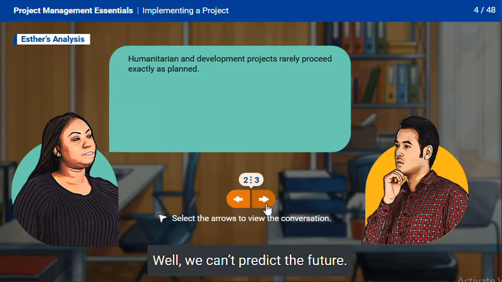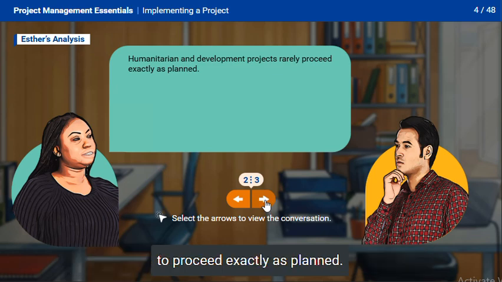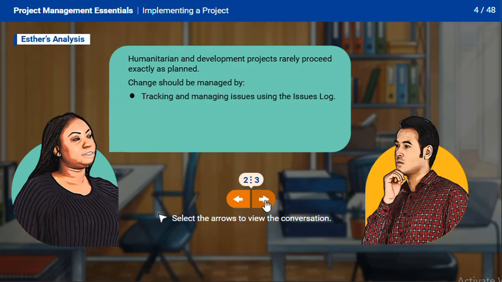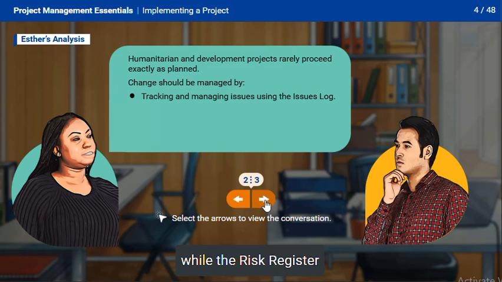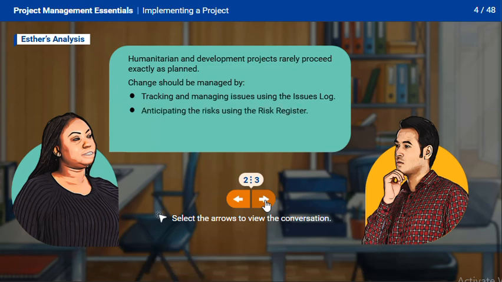Well, we can't predict the future. It is very rare for a humanitarian and development project to proceed exactly as planned. Change is unavoidable, and we need to learn how we are going to manage this. That's why we have the issues log and the risk register, remember? The issues log helps us track and manage issues, while the risk register helps to anticipate what might go wrong.